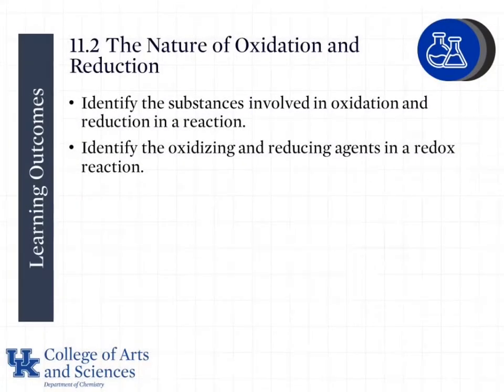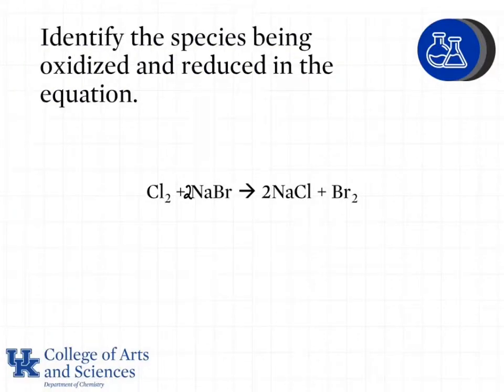In this lesson, we are going to identify the substances involved in the redox reaction, as well as identifying the oxidizing and reducing agents in the reaction. In order to identify the oxidized and reduced species in this reaction, we need to assign oxidation numbers to every atom.